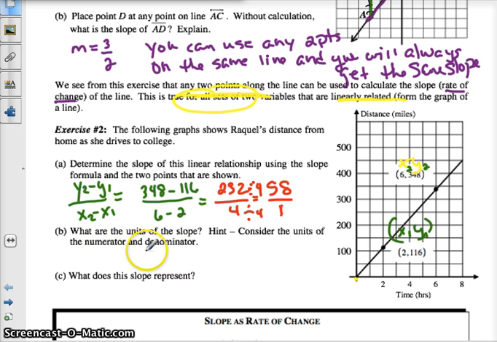All right, what are the units of the slope? Well, let's see, what were we talking about? The change in y, so the y values are the distance. And the x values are the time. So it's 58 miles per hour. What does the slope represent? It represents the rate at which she's traveling.